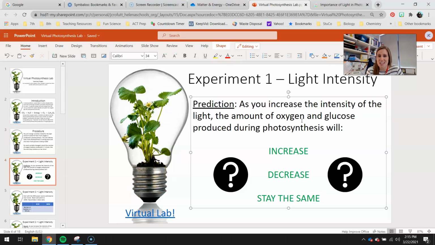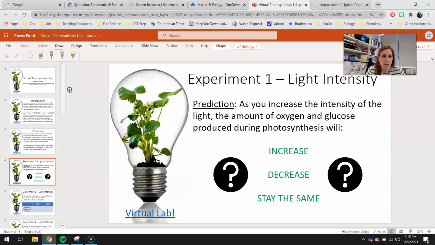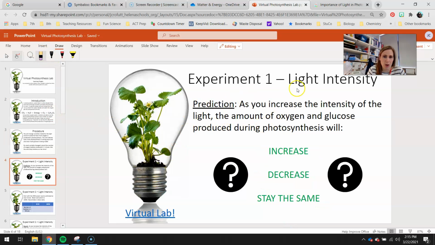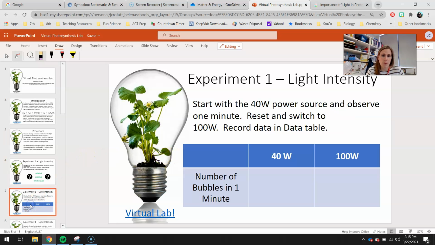So as you increase the intensity of the light, the amount of oxygen and glucose produced during photosynthesis will go up here. You'll use your draw tool to either circle increase, decrease, or stay the same. So choose one of those 3 options. Okay, that is your prediction. We are going to test that result and see if you are right. All right, so moving on.